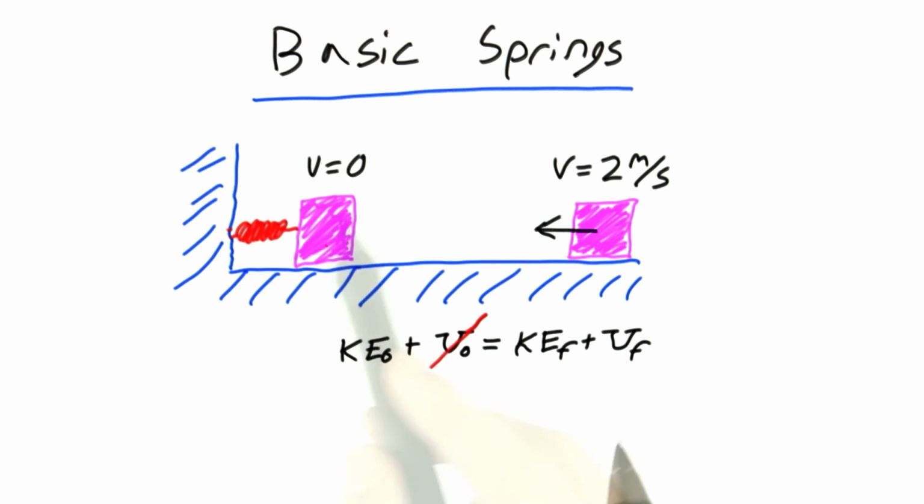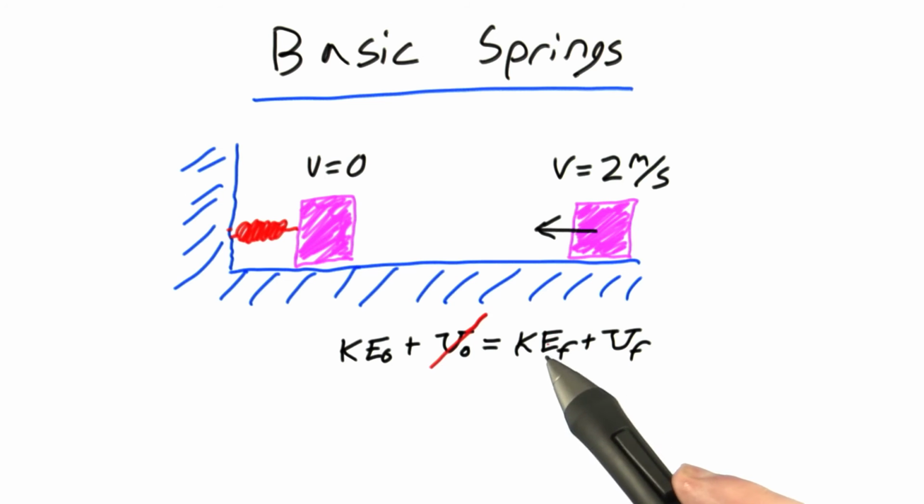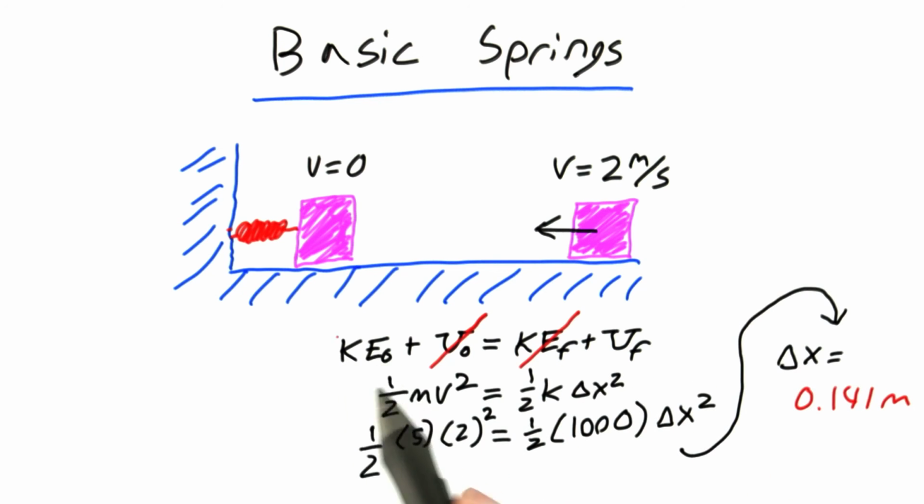And at this point, since the velocity of the block is 0, it has no kinetic energy. So we know that the final kinetic energy here is 0. All right, we're making progress. So now I can replace the kinetic energy with 1/2 mv squared and the potential energy with 1/2 k delta x squared, like we saw in the previous video, and plug in those values, and we get that the maximum displacement away from the equilibrium length is 0.141 meters. Great work.